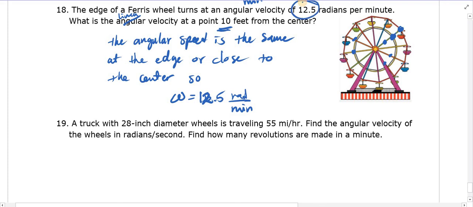If the question wanted you to change the angular speed to a linear speed, then we can use the radius, 10 feet, which is going to be basically v, the linear speed, is equal to r times omega. And then you use this formula and find the answer, only if the question is asking about the linear speed. The last one.